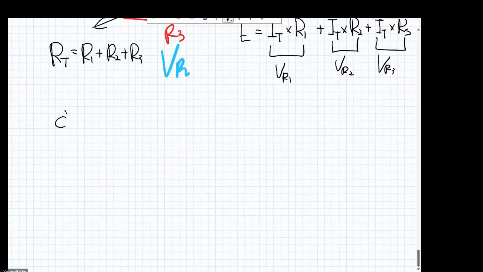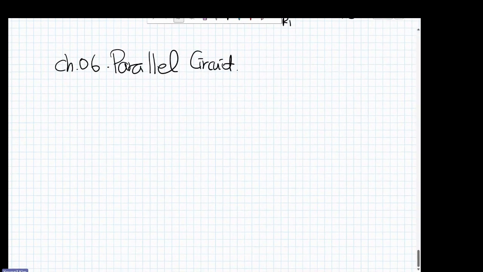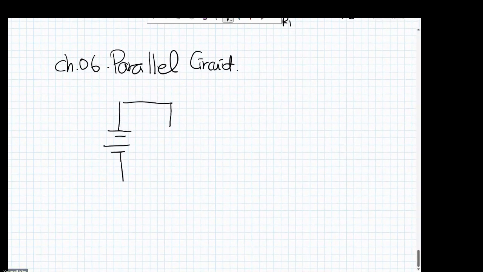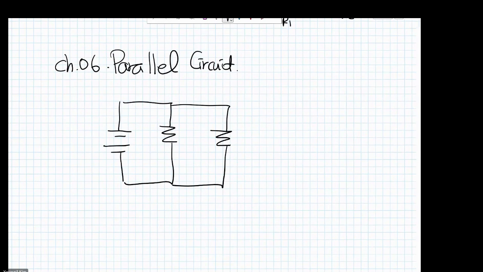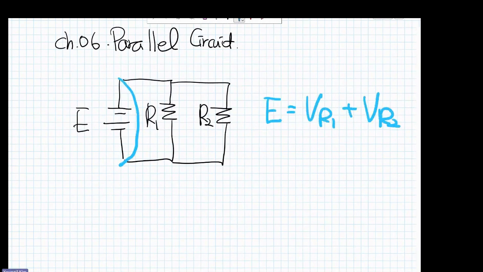The parallel circuit, chapter 6, is the parallel circuit. All right, the parallel circuit is the same thing. Write this one, 1, 2 here. E, R sub 1, and R sub 2 here. E is V sub R sub 1 and V sub R sub 2 here. Why? There are no elements between the two. Between E and R sub 1 there are no elements. R sub 1 and R sub 2 are between them. So that is what we have to do.